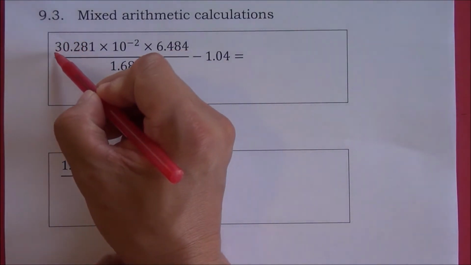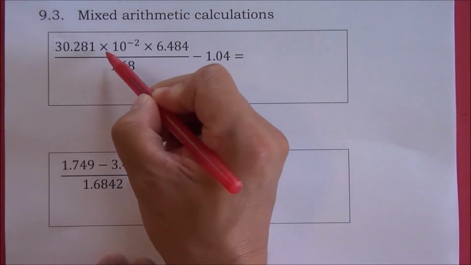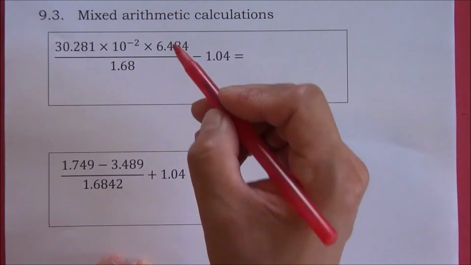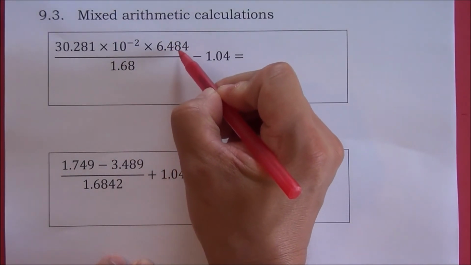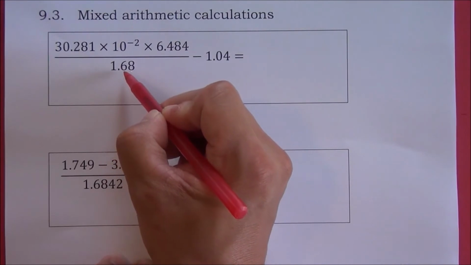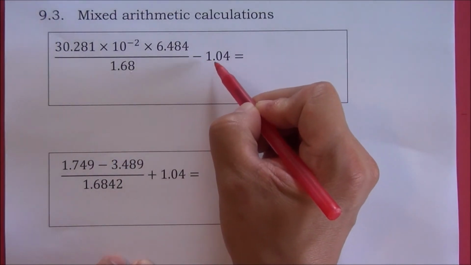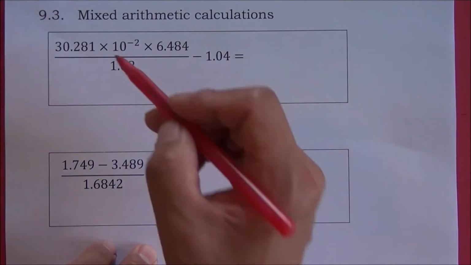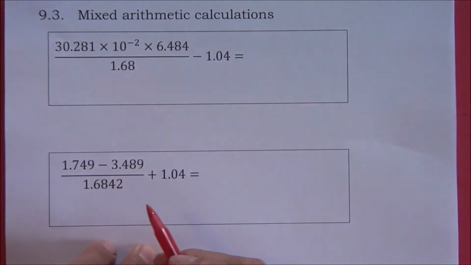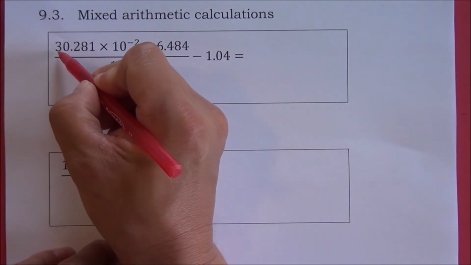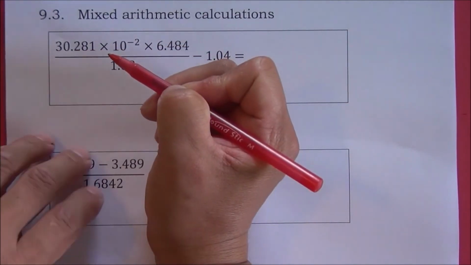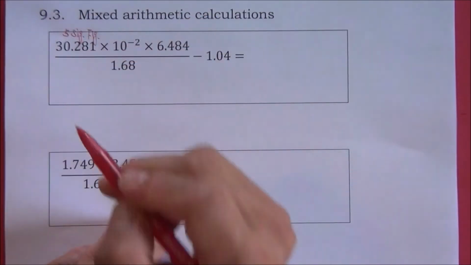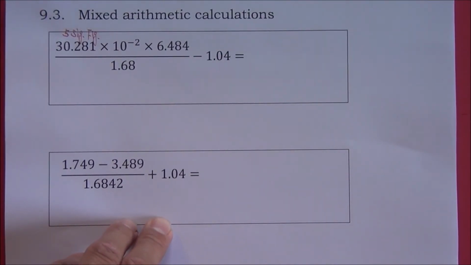Let's look at the first example. 30.281 times 10 to the negative 2 power multiply 6.484 divided by 1.68 minus 1.04. According to mathematics, we need to calculate this part first. And according to the rules we just learned, when we multiply or divide, the answer should have the least number of significant figures. The first number has 1, 2, 3, 4, 5 significant figures. The power term has unlimited significant figures.